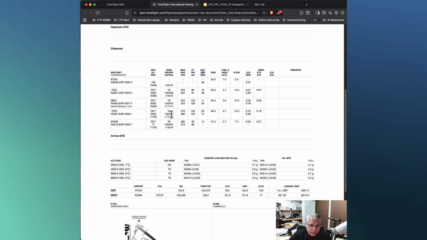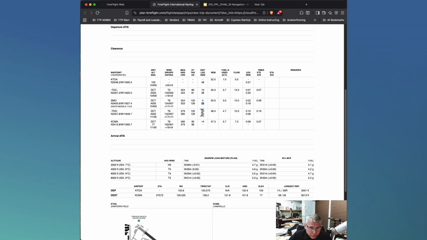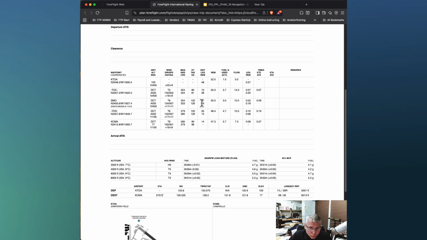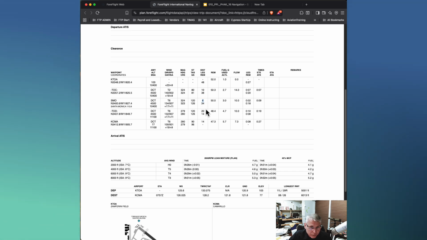So the leg in this case, Santa Monica to top of descent, is only 4 nautical miles. And what's left when I get to my top of descent, we're going to be sitting at about 34 nautical miles. When I get to this point right here, my top of descent, we're going to be at 34 nautical miles. So from Santa Monica to my top of descent is 4 nautical miles, and I will have 34 remaining when I get to my top of descent. Let me do the next line just to make sure that it makes sense to you and I'm being clear.